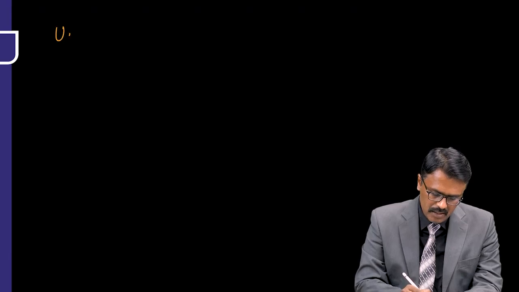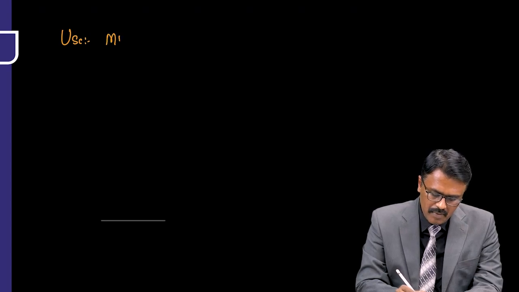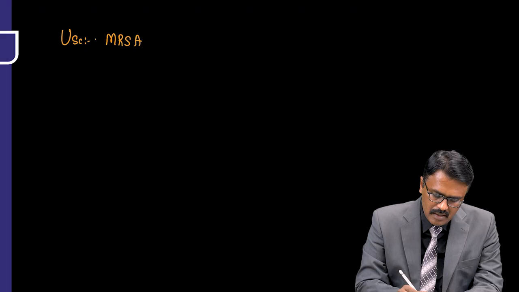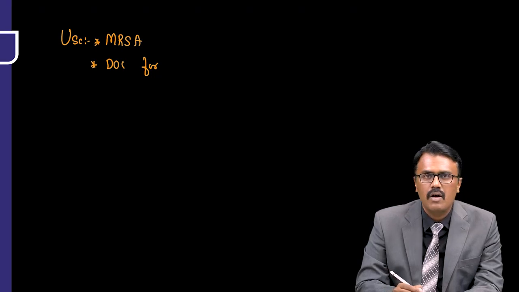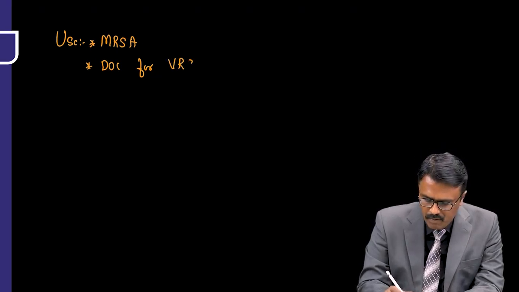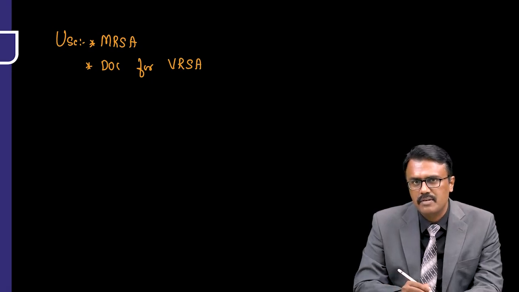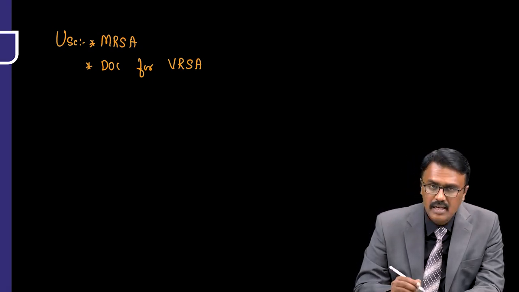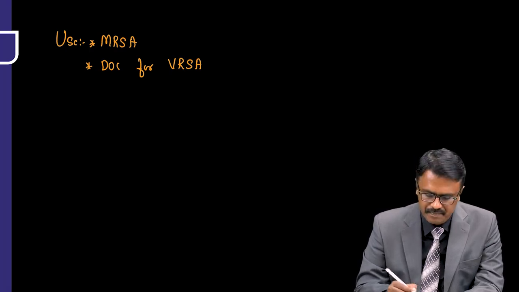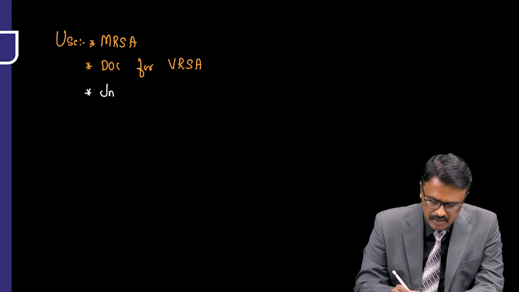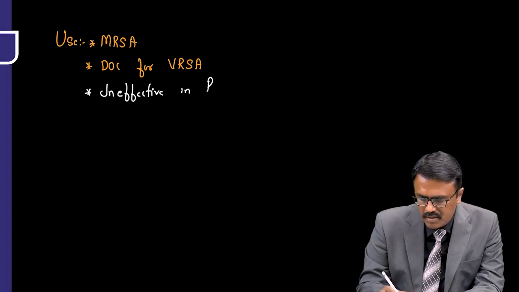Now, when you know this, what is the use of the drug? Since it covers gram-positive only, it is used in the management of MRSA, and it is a drug of choice for what? VRSA, vancomycin resistant Staph aureus. But the drug is ineffective in pneumonia. Why? The drug is ineffective in a patient with lung infection. So let me write it as in lung infections.